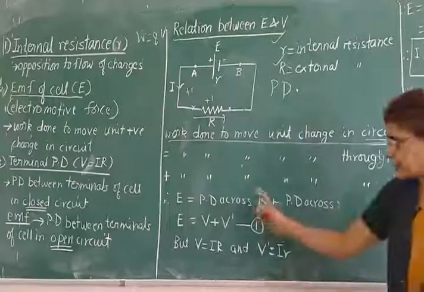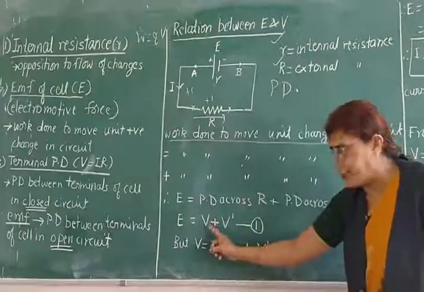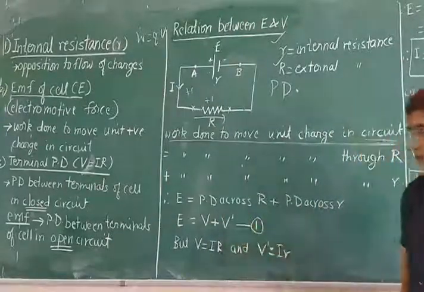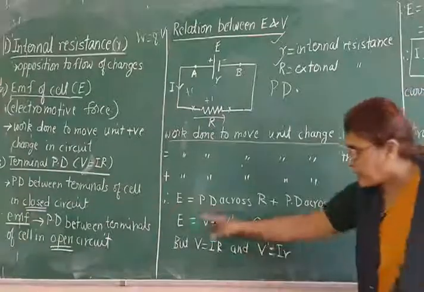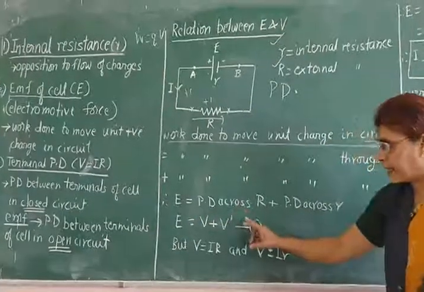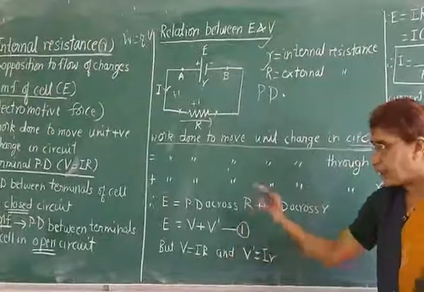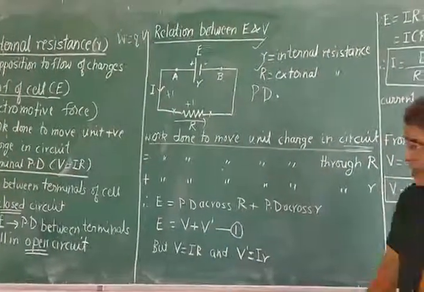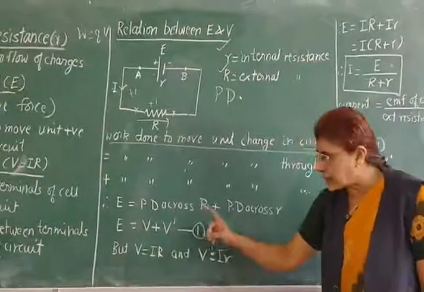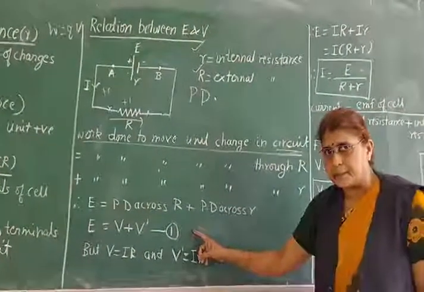Let us denote this potential difference as V. The other potential difference I will denote as V dash. So what equation do you get for E? E is the PD across capital R, that is V, and the PD across small r, that is V dash. So we get one very important equation: E is equal to V plus V dash. Let us call this equation 1.